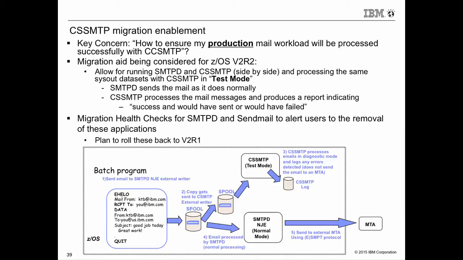And now you, at your leisure, can go through and look at the logs and say, well, I seem to have an issue here. Maybe this is a place where something about my mail is not working the same with CS SMTP as it did with SMTP. So this is a way to do some upfront testing rather than just a hard cutover, and prove that CS SMTP is going to be an acceptable replacement for you.